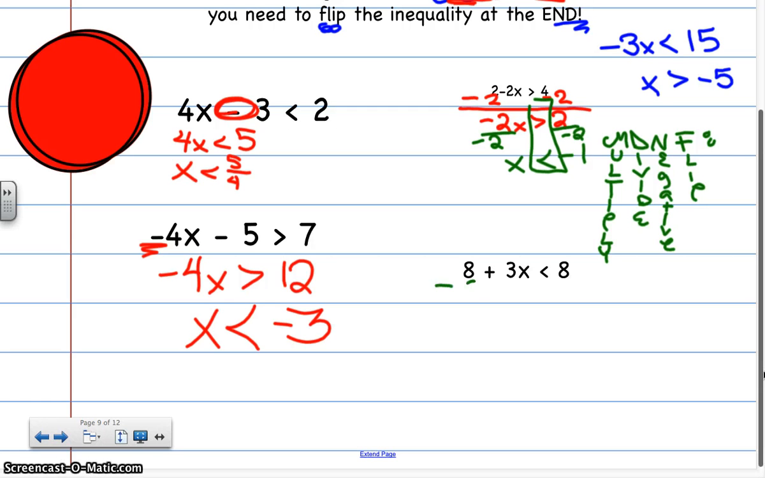Am I going to MDNF this one? No. So the first thing I would do is subtract 8. I get 3x is less than 0. 3 times what is 0? 0. So x is less than 0.